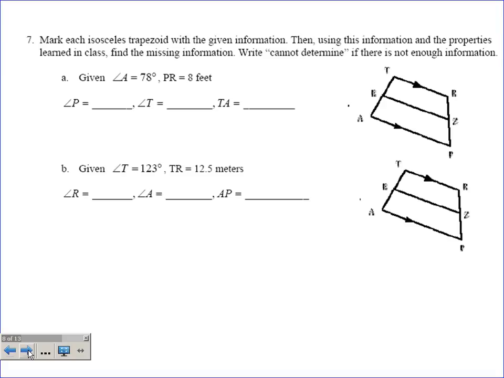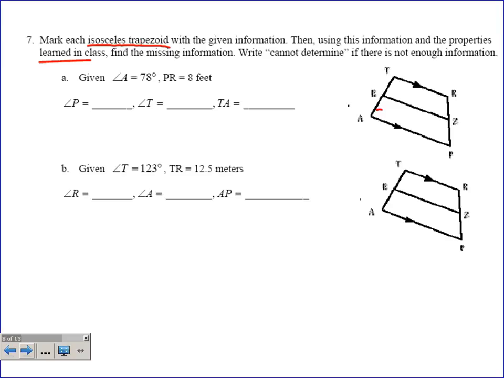I think it's important to read the directions. I don't know how to stress that enough. It says, mark each isosceles trapezoid. So it tells you it's an isosceles trapezoid. That means something particular. Mark each isosceles trapezoid with the information given. Then using the information and the properties learned in class, we better remember those properties, find the missing information. Write "cannot be determined" if there's not enough information.